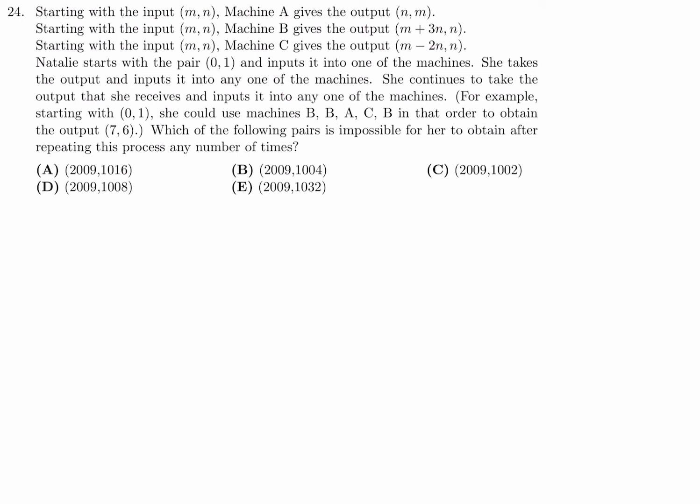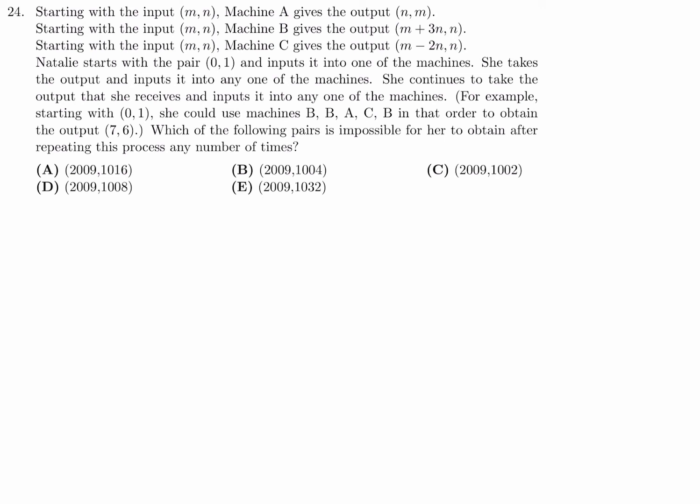Natalie starts with the pair (0, 1) and inputs it into one of the machines. She takes the output and inputs it into any one of the machines. She continues to take the output and input it into any of the machines.